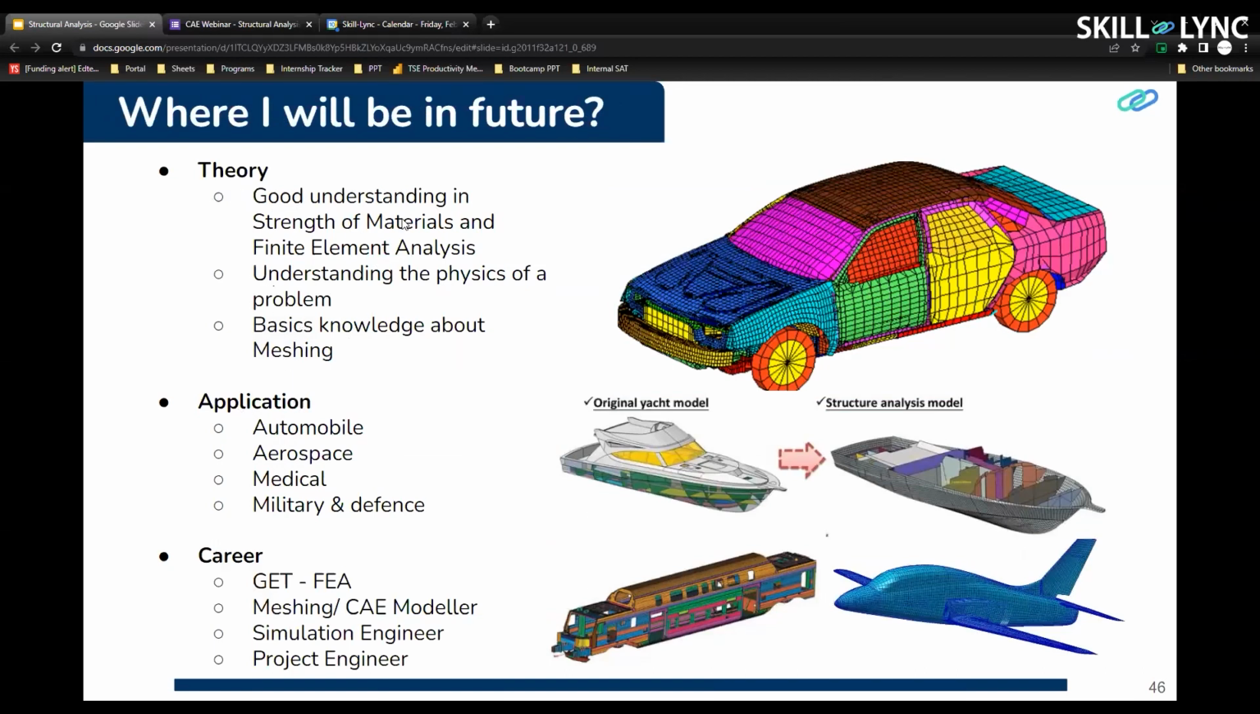Okay, where will you have the application if you go on to these things? Fundamentally, you have 14 different types of industry in the market. You have the automobile industry, aerospace industry, med tech, oil and gas industry, petroleum industry, and military and defense. Anywhere a structural simulation is being done, you can be a part of the particular simulation that is being done, if you have a good understanding of all these things.